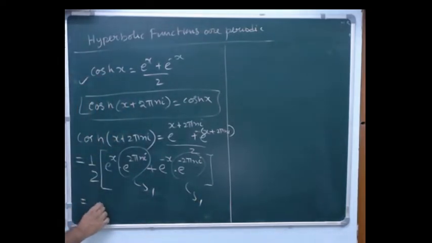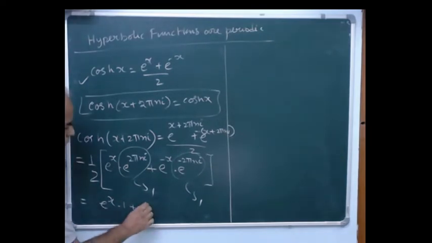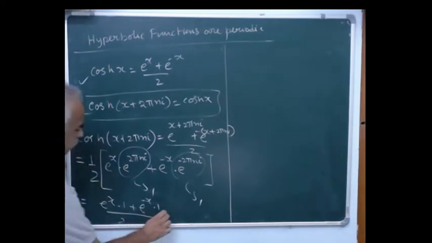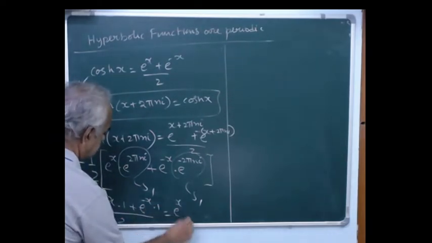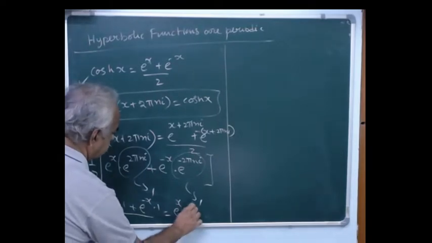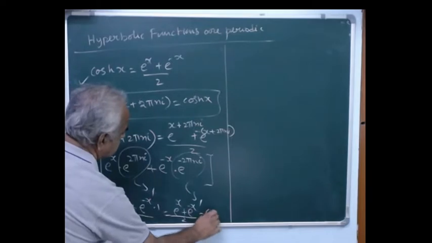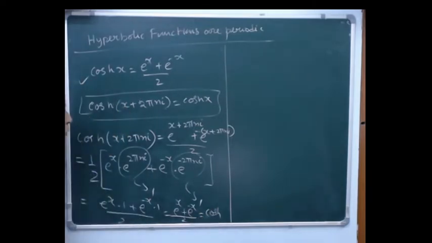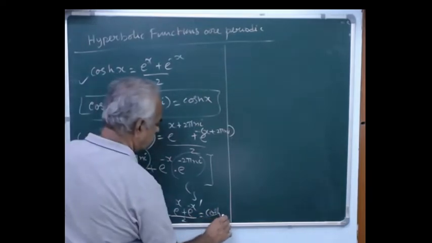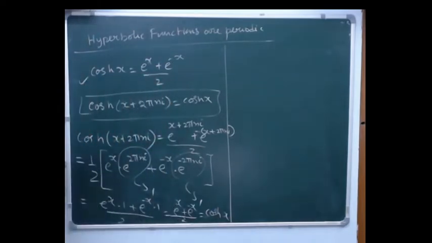Therefore e power x into 1 plus e power minus x into 1 whole divided by 2, which is nothing but e power x plus e power minus x whole divided by 2, that is nothing but the hyperbolic function cos hx of x, okay.